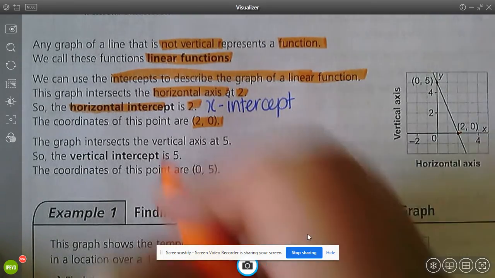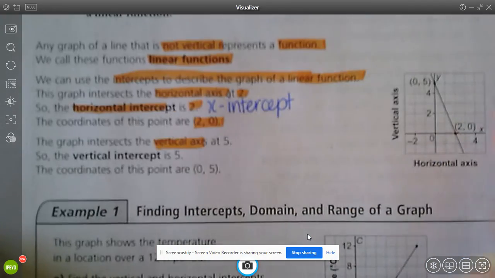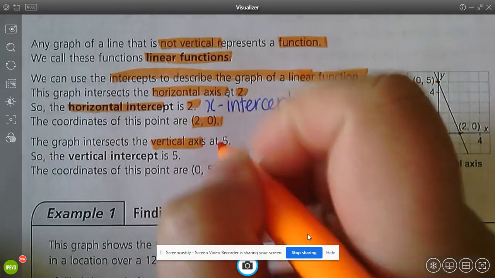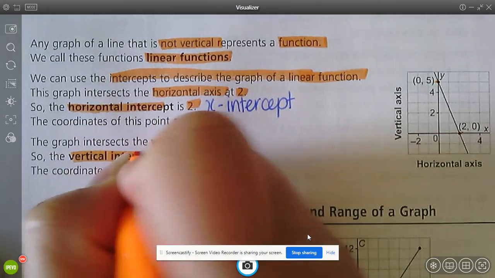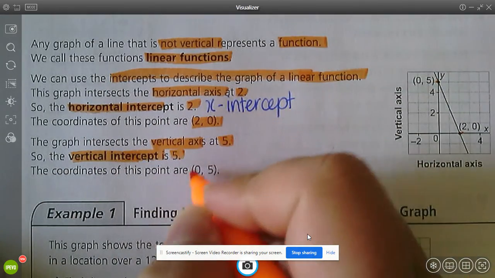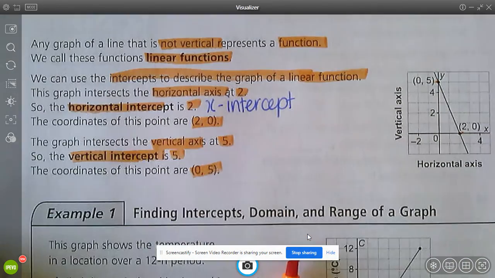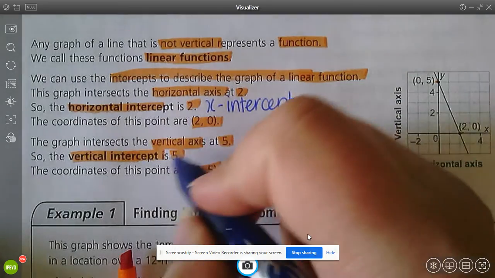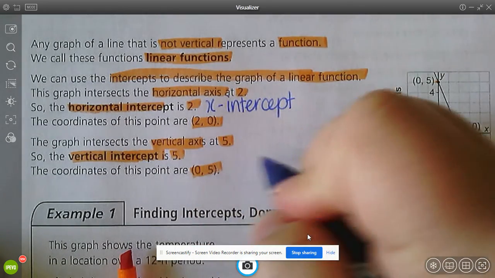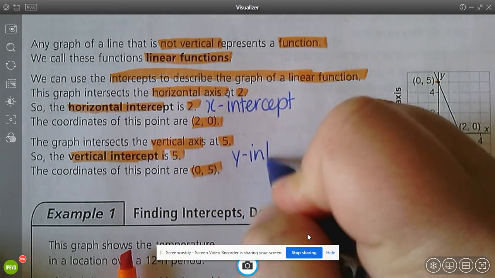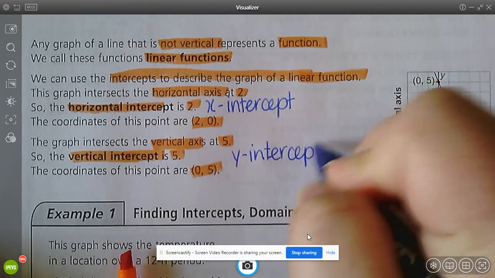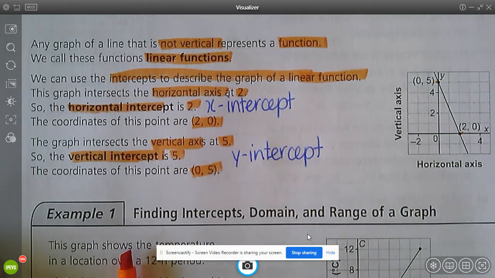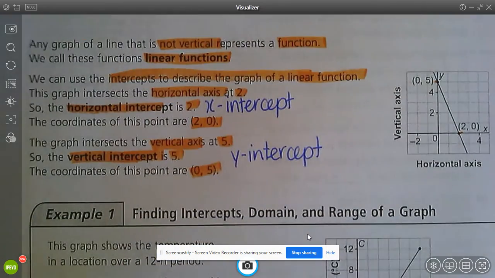Now the graph intersects the vertical axes in this picture right here at 5. That means our vertical intercept is 5, and the coordinate for that point are 0, 5. Now again, instead of being called a vertical intercept, sometimes it might also be called a y-intercept. Those are the same concept, okay? It means the exact same thing. So let's take a look at this example below.